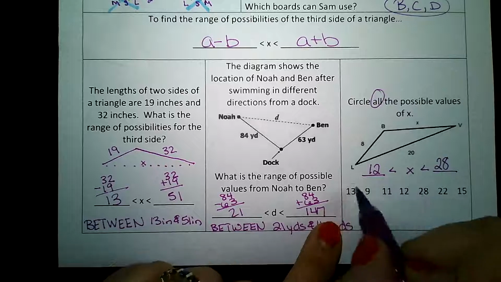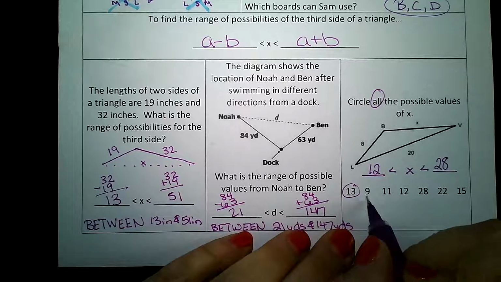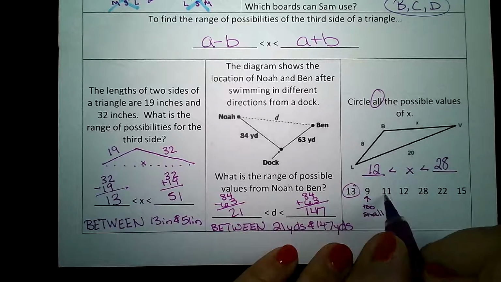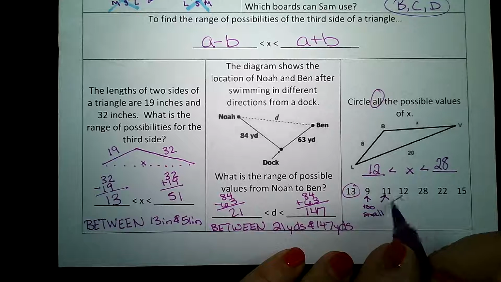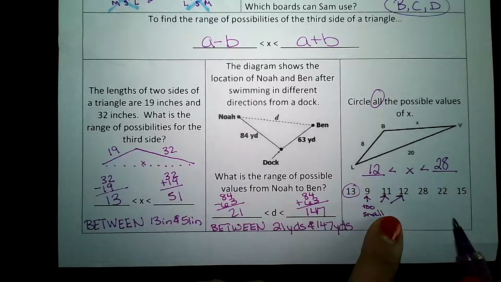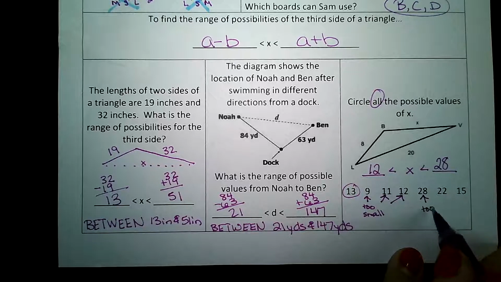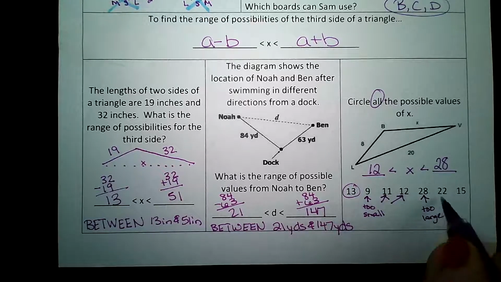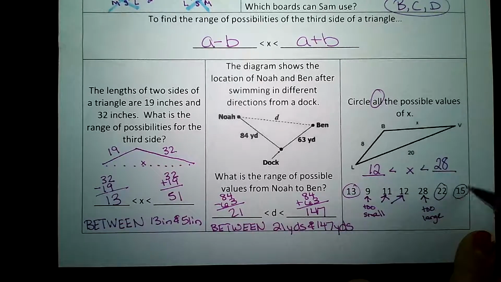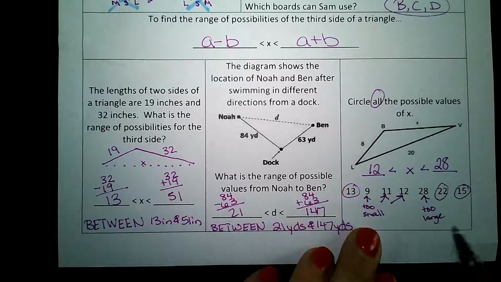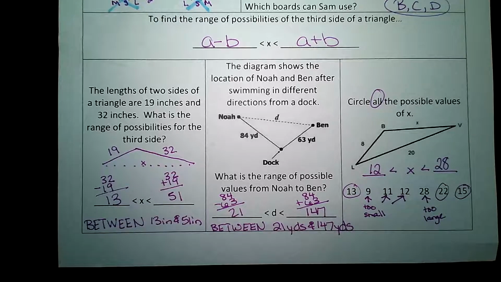13 fits into that category. 9 is too small. 11 is too small. 12 is too small because it's equal to. 28 is too large. 22 is between 12 and 28, and 15 is between 12 and 28. If we go too small or too large, the triangle would not connect to form a complete polygon.